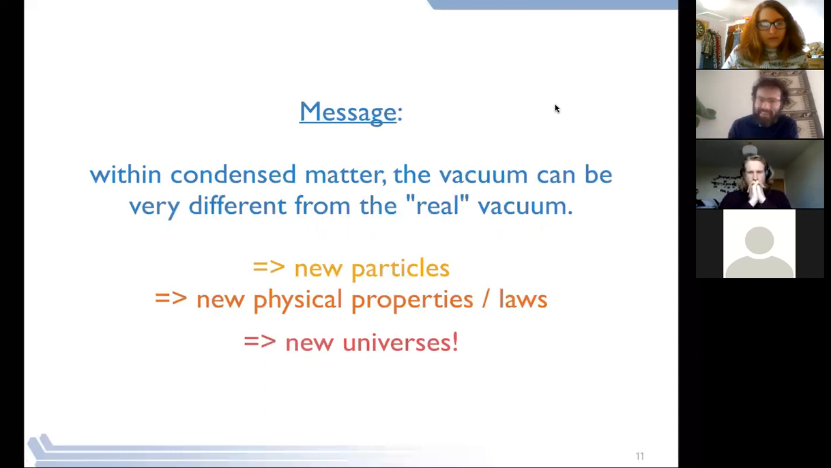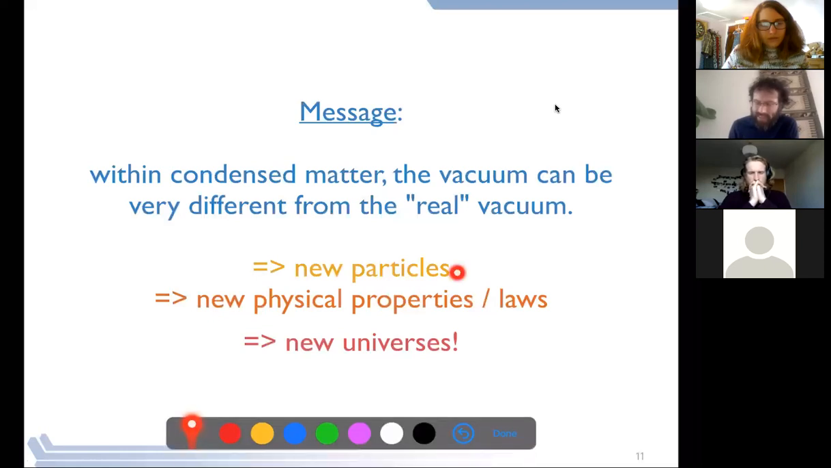So by allowing this, you get new types of particles. You get, for example, particles with the charge of an electron but no spin, or with the spin of an electron but no charge, or these 1/3 of electrons, or anyons. You get new physical properties, new physical laws. Like Coulomb interaction no longer has to go like 1/r. It could go like 1/r squared, or even like log r, things like that.